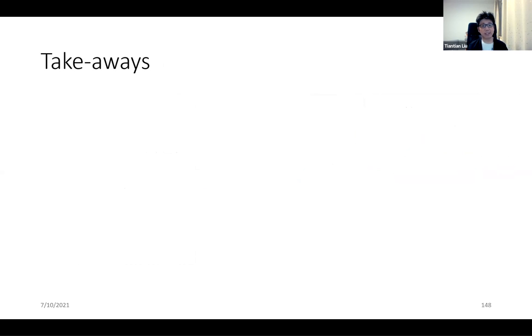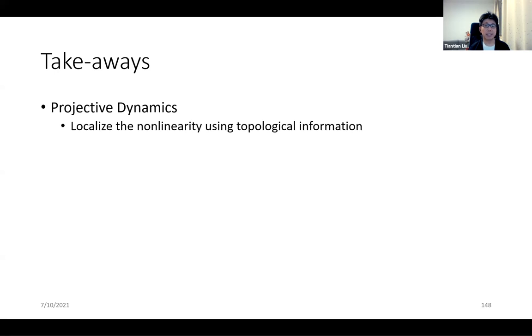Well, is there anything to take away today? We started this talk from projective dynamics, and we see that the key of projective dynamics is to localize the nonlinearities using the local and global steps. How can we extract those nonlinearities? We need a pre-computed system matrix approximation using topological information. This kind of indicates that the geometry of a deformable object can be a piece of very effective information to accelerate the simulation.